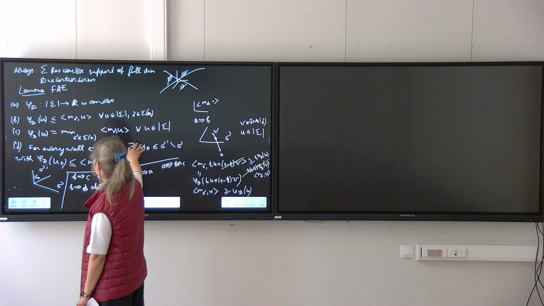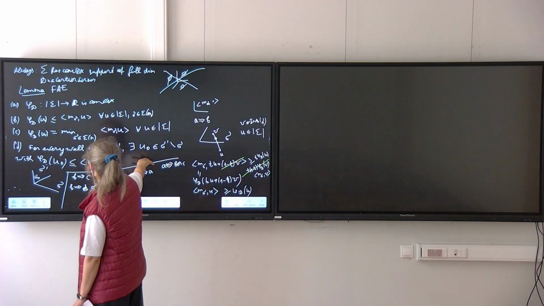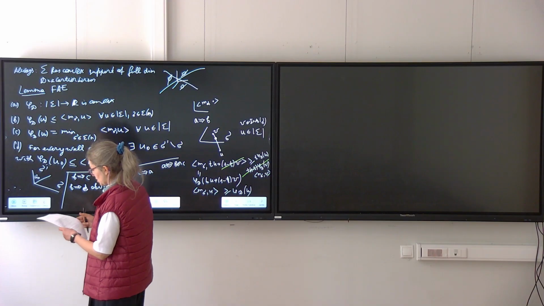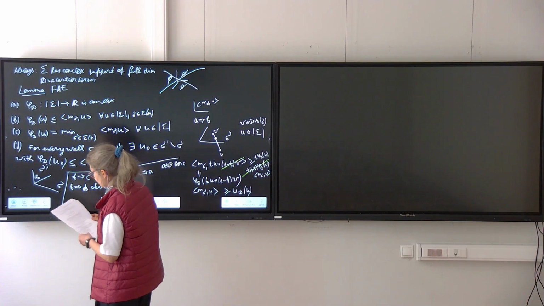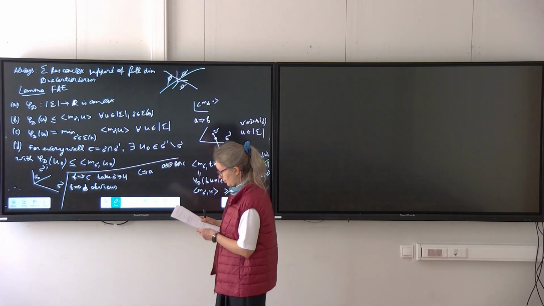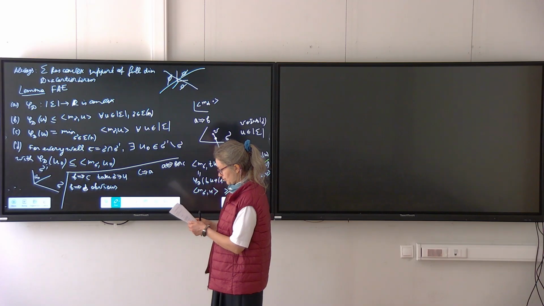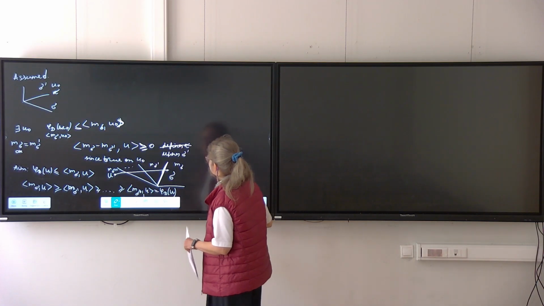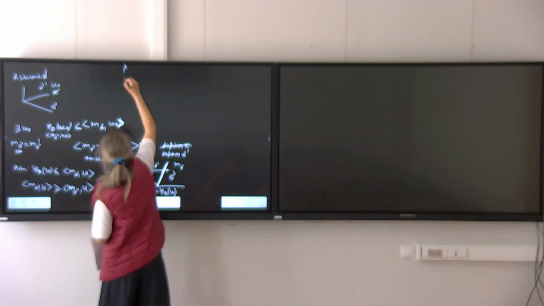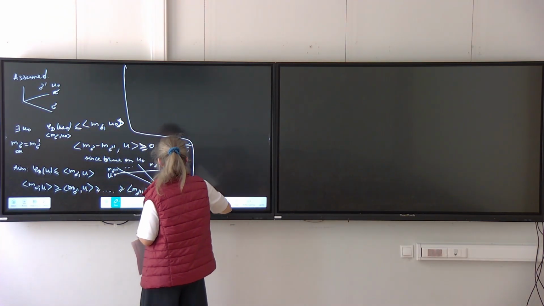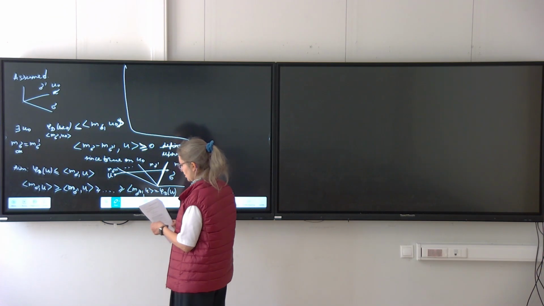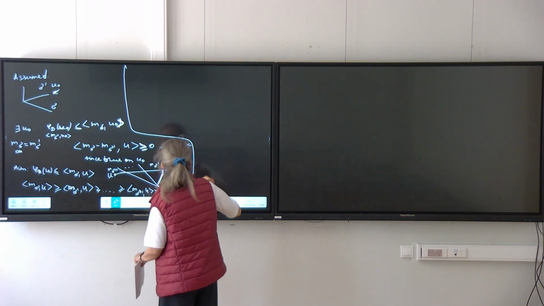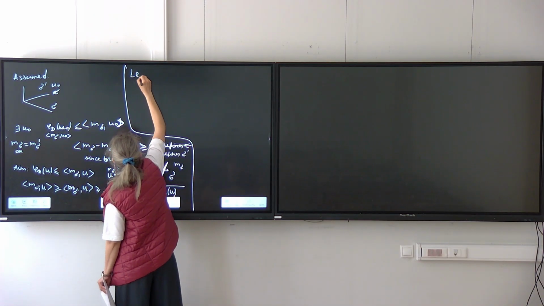Okay, so we are done with this lemma. We have four ways to say about convex functions. Now the next statement. It is still about convex geometry. So the next lemma.